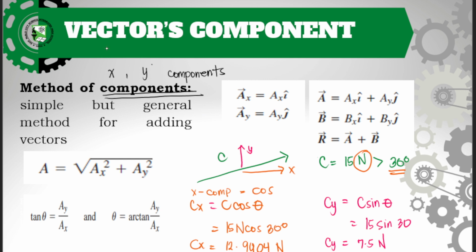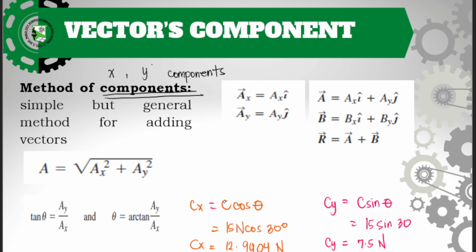So what if it is the other way around? What if we're given components x and y and we have to find C?